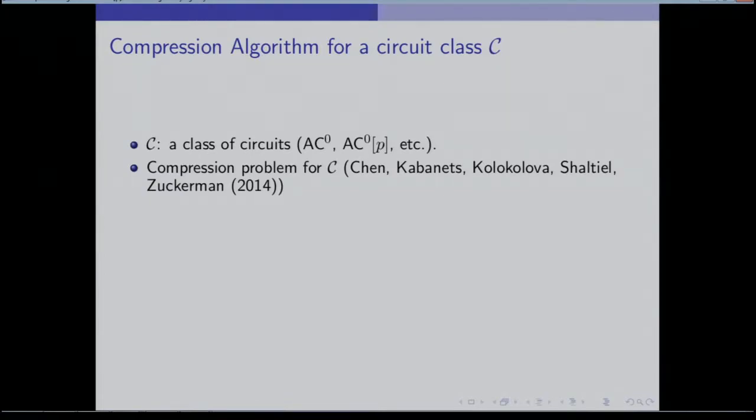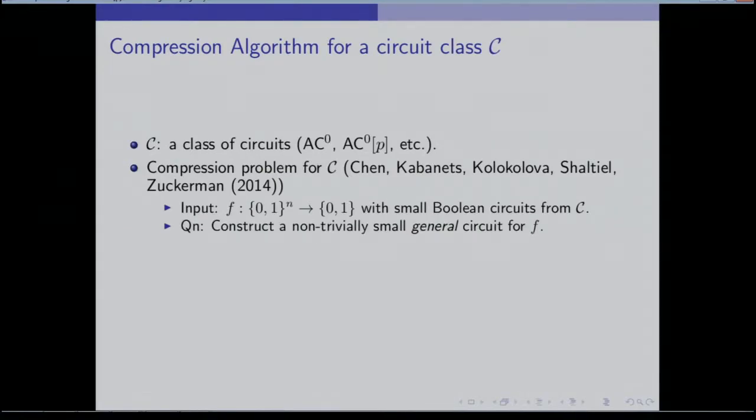Anyway, the input to this, again, is a truth table of a function. So you have a 2 to the n bit string, the truth table of a function on n bits. What you're promised, since it's a promise problem, is that this function has a small Boolean circuit from this class. Let's say it has a small AC0 circuit. You know that. And the problem is to find a small circuit, not necessarily from this class. Find some small circuit for this.